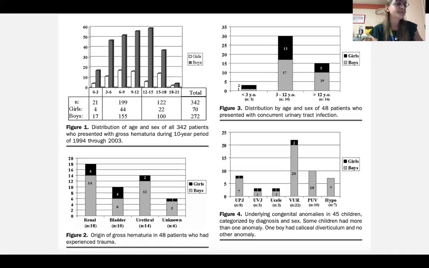In figure 3 on the top right corner, we can see that of those patients who had UTIs, the vast majority of them were between 3 and 12 years old. And in the last figure on the bottom right corner, we can see that reflux was by far the most common underlying urological anomaly associated with gross hematuria.